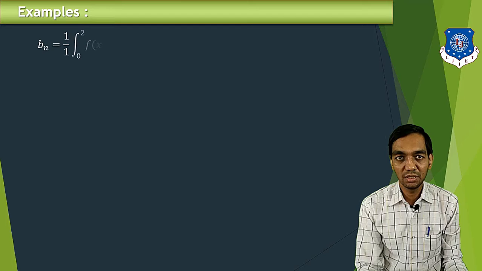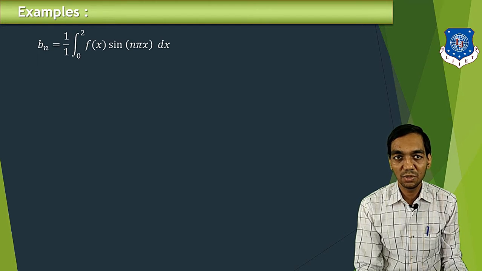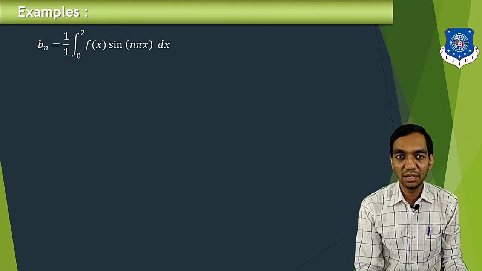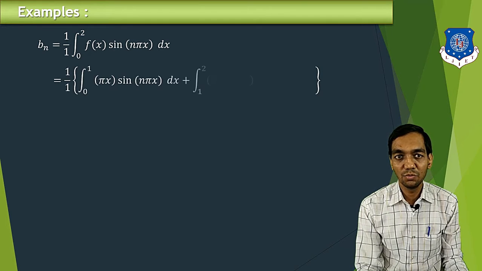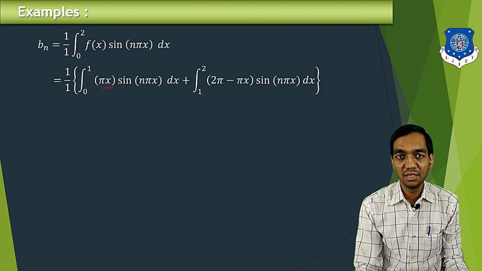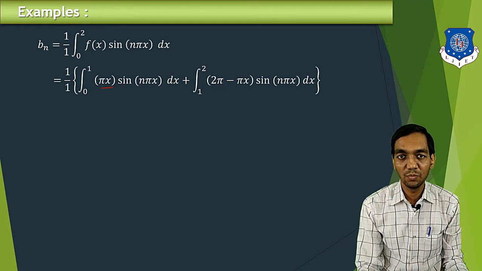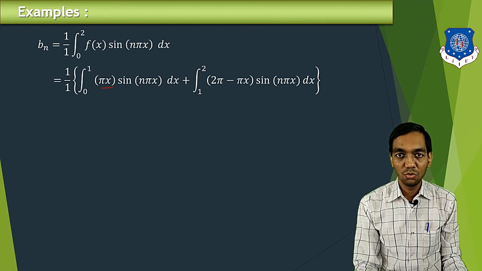In the same manner we are going with bn. Again bn is 1 upon L integral from c to c plus 2L of fx into sine n pi x upon L dx. But L has a value 1 and your interval is from 0 to 2. So the integration is from 0 to 2. So bn is going to be 1 upon 1, integral 0 to 2 of fx into sine n pi x dx. Now break your integration. That will give you 1 upon 1, integration 0 to 1. At that time the function has a value pi x into sine n pi x dx, plus 1 to 2.